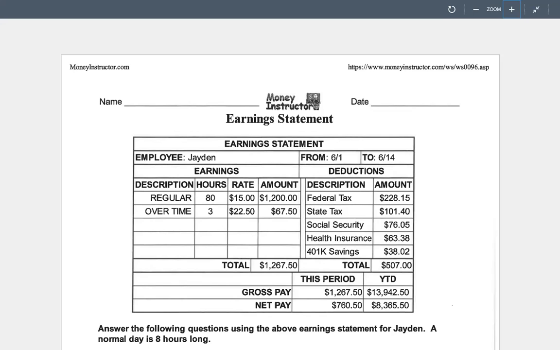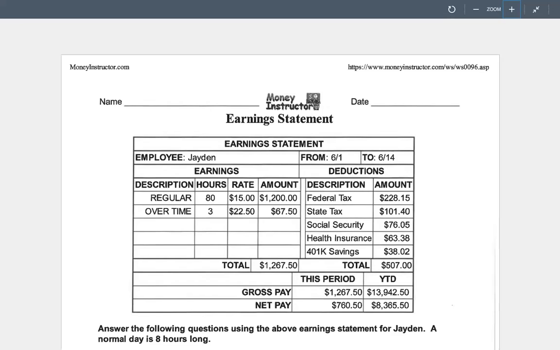Can you find the dates 6/1 to 6/14? Can you find that on the earnings statement? Okay, so now we're going to go to earnings and then there's a side that says deductions. Do you see? Point to where it says earnings. Now point to where it says deductions. Okay, so this side first, we're going to look at the left side, which is earnings.